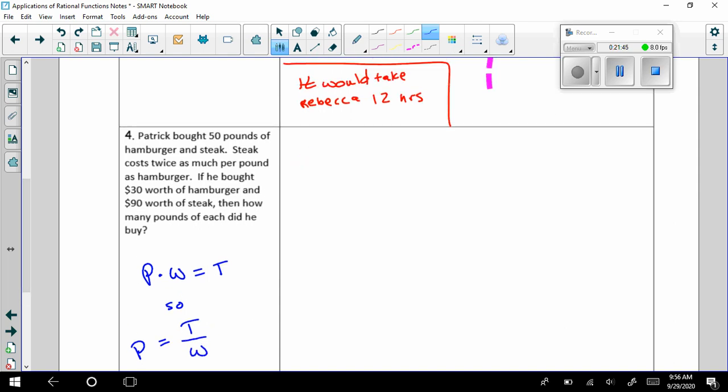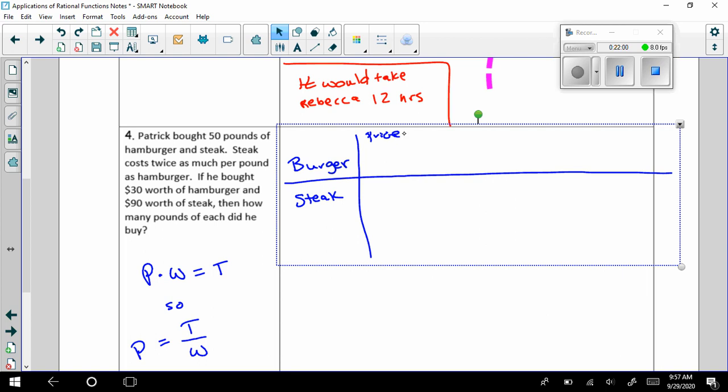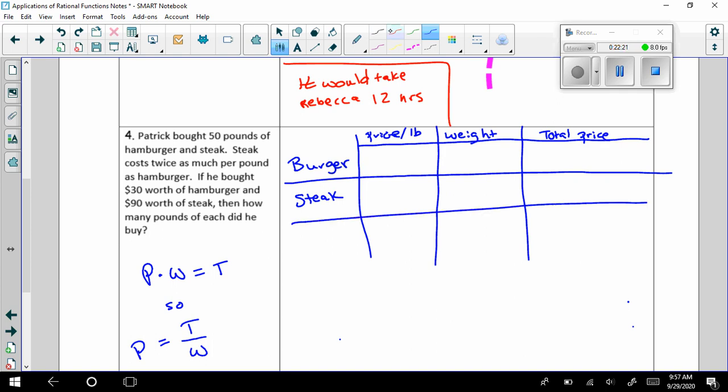I kind of set these up like my RTD problems. So we have burger and steak. And we have the price per pound, the weight, and the total price. Okay, so let's see here. Patrick bought 50 pounds of hamburger and steak. So we know the total weight is 50.